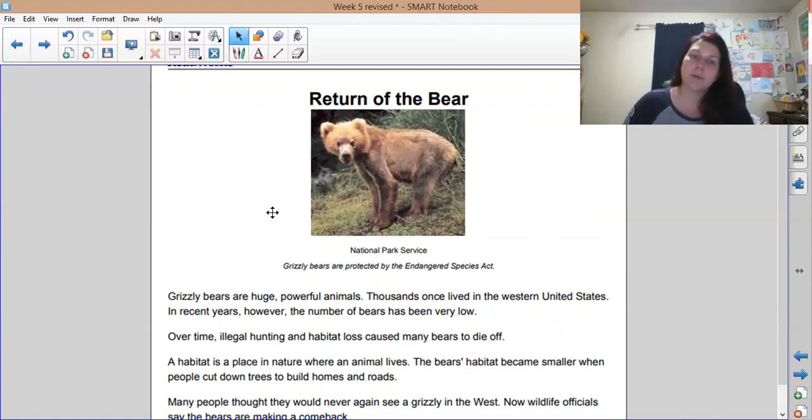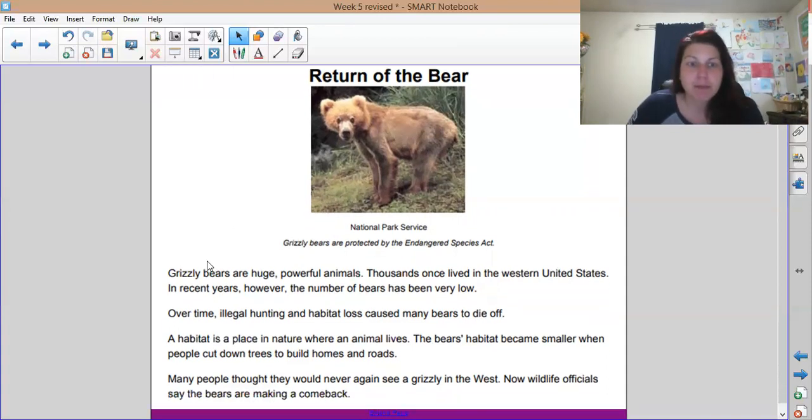So what do we know about graphic images, right? We've talked about graphic images in a text, whether it's nonfiction, informational text, especially when we were doing those zoo books. We get a lot of nice pictures and graphics, photographs or illustrations sometimes that help us to understand the information that's given to us. So let's see what they're going to give us about grizzly bears.